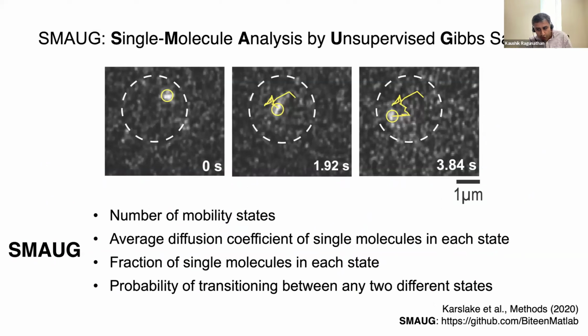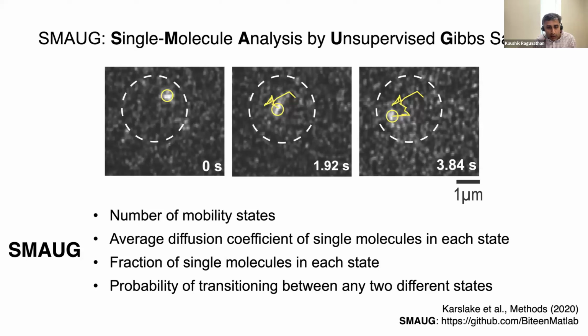So this is essentially what Julie's lab had done at this point. They developed this algorithm called SMOG. SMOG is based on a Bayesian algorithm. They analyze the data of these proteins moving around inside the nucleus and extract 4 important features. The first is, what is the number of mobility states that are required to define the movement of this protein or all of our data after a single molecule tracking experiment. The second is, what's the average diffusion coefficient associated with each of these mobility states?